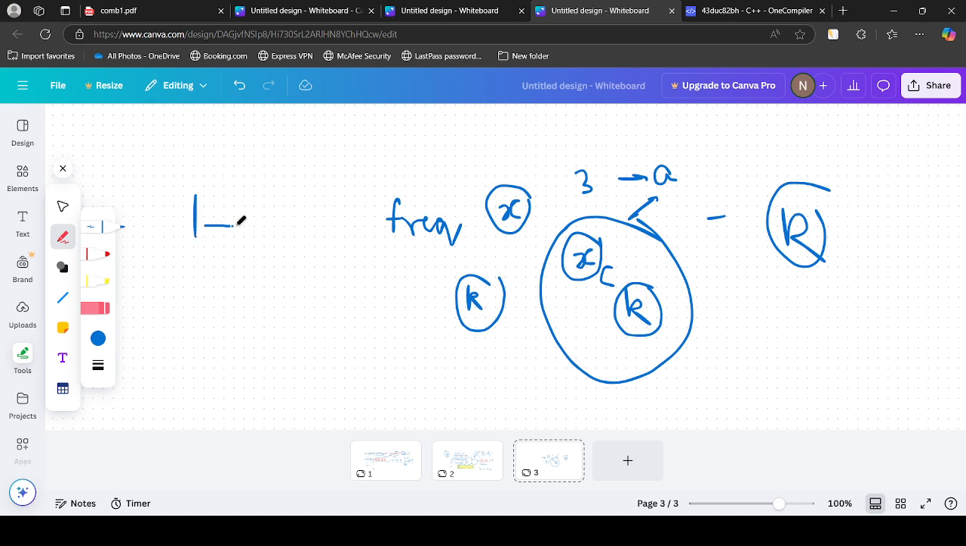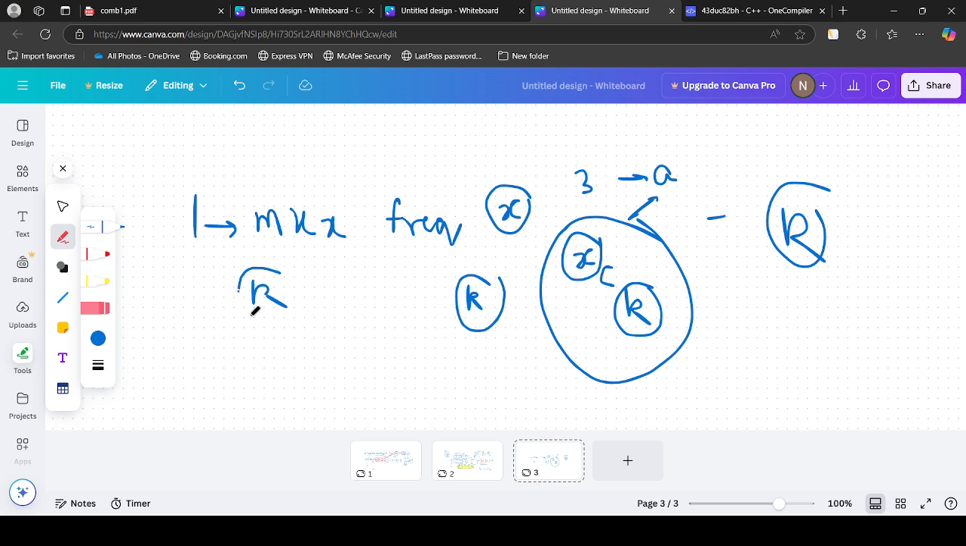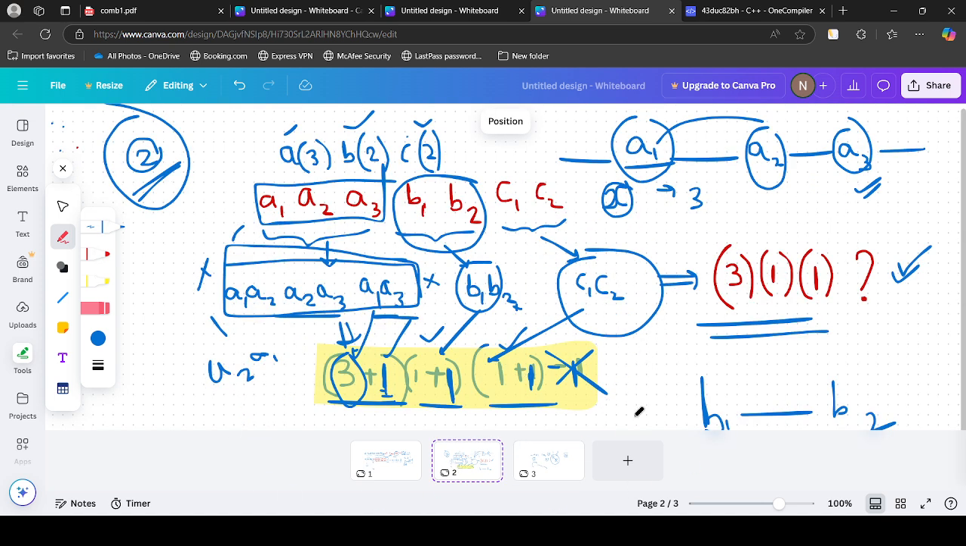So we can traverse all frequencies from 1 to max, and for a frequency of k, we can find what are the characters with frequency greater than or equal to k, because we can only consider those characters. So after finding those characters, we can traverse all those characters, and we can multiply the values of the frequency of that character C k plus 1 into the other character plus 1 into and so on, whole minus 1, similarly to this. And finally we can return the answer.